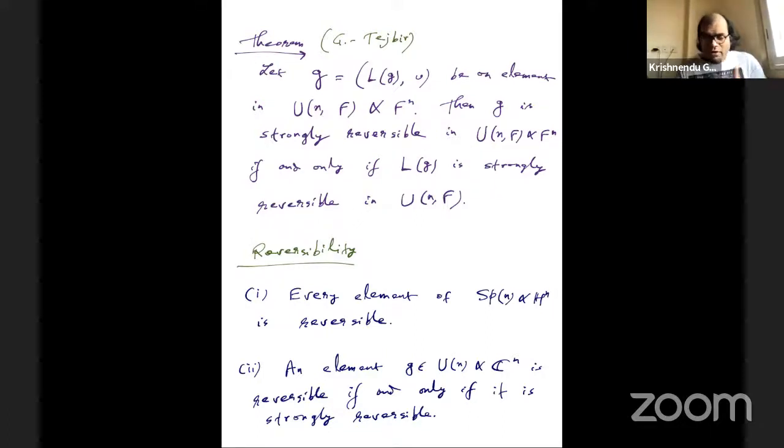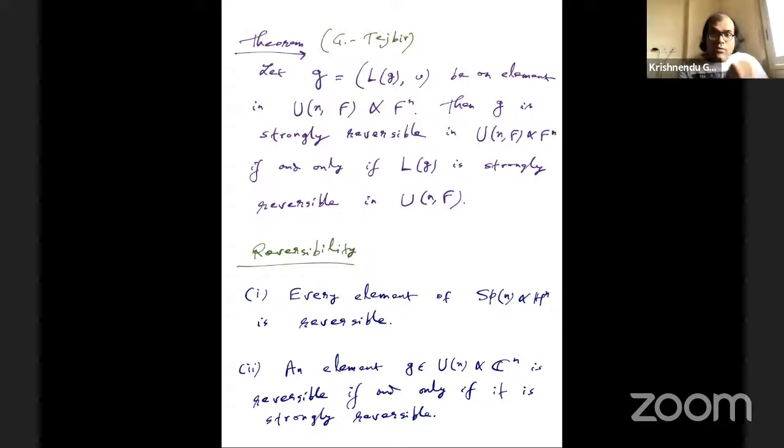You take one isometry of F^n, of the Hermitian space. So that means I express one element in this semi-direct product as a pair where we have a linear part A and we have a translational part b. Then the result, in a joint work with Tejbir, is that such an element g is strongly reversible in this group if and only if the linear part is also strongly reversible.